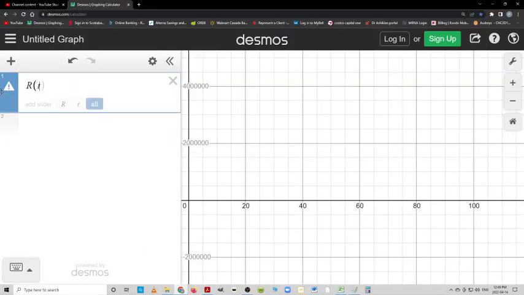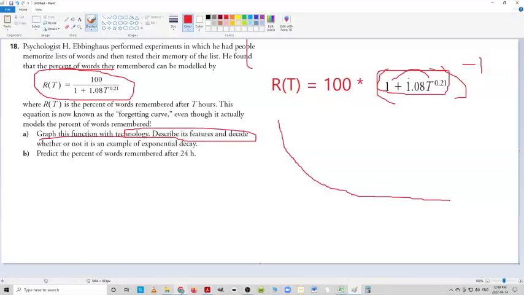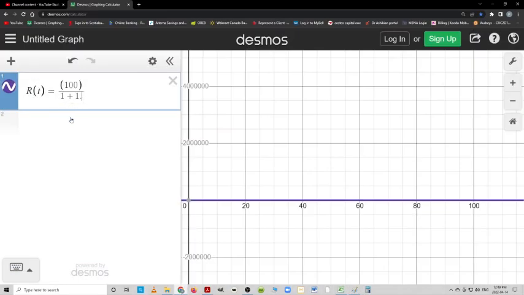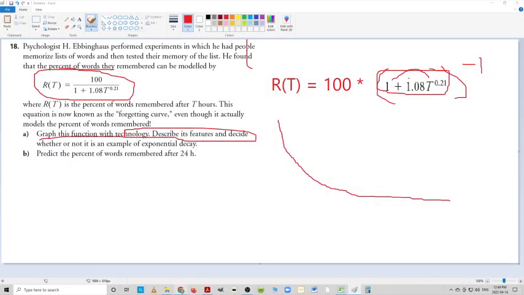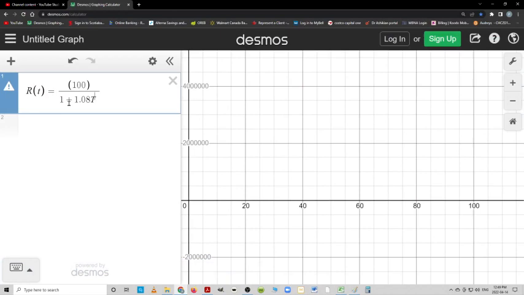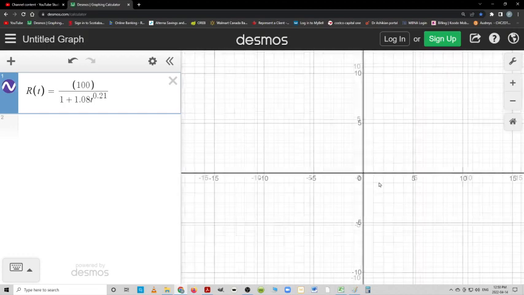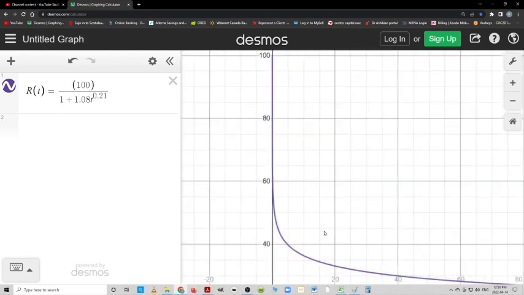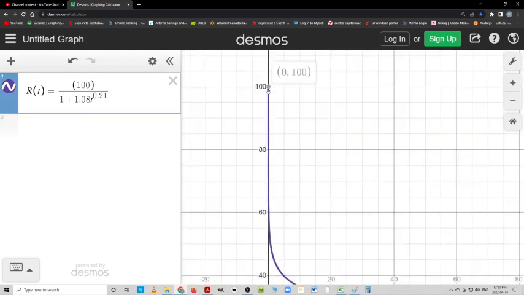So R of t is equal to 100 divided by 1 plus 1.71, was it? 1.08. Oh, and it's a very specific times t to the exponent. Oh, I didn't notice that exponent was a specific exponent. So this is not going to be a decay curve, I don't think. Okay, and we can replace that with t. And let's see. First of all, you should always figure out what it's going to be at time 0. It should be 100%. Because at time 0, 0 to the exponent, this all becomes 0. So you get 100 divided by 1.